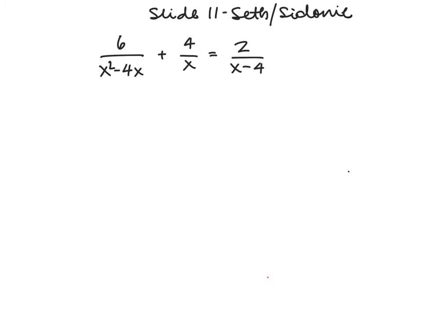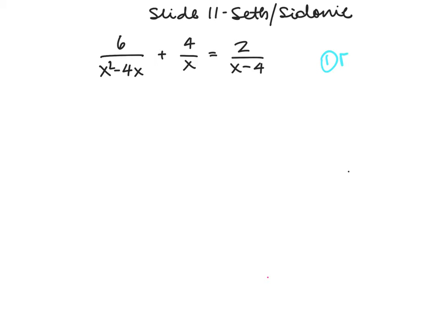If we look at slide 11, this is Seth comparing to Sidoni. They both use the same method in the end, which is clearing the denominator, but it can look super confusing in all those steps laid out. So I'm going to work through it here with you guys. When we're dealing with these problems, we can't cross multiply unless it's just the singular fraction. So our goal is to clear the denominator.